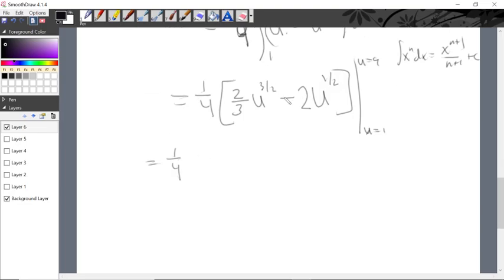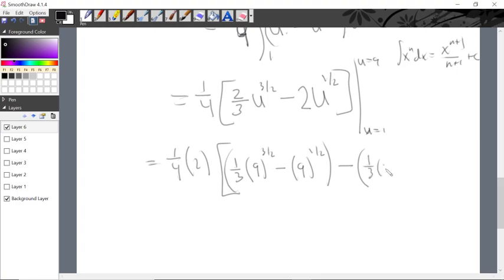Also notice here I can factor out a 2, so I'm going to take out that 2. And then we have 1/3 u to the 3/2 at the upper bound, so that's going to be 9 to the 3/2 minus, we factored out the 2, 9 to the 1/2. Okay, so we have that. Minus, here's the fundamental theorem of calculus part 2, plugging in 1. Where now this is going to be 1/3 times 1 to the 3/2 minus 1 to the 1/2.